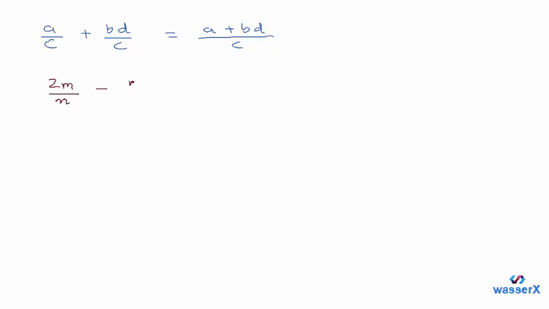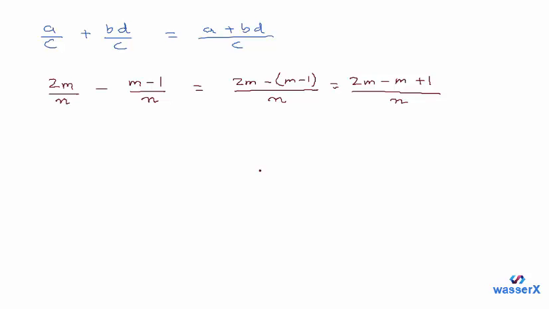minus m minus 1 over n, you would take the common denominator, which is n, and subtract the numerators 2m minus m minus 1, which is the same as 2m minus m plus 1. Remember, the negative sign distributes over the numerator, and that's equal to 2m minus m is m plus 1 on the top over n on the bottom.